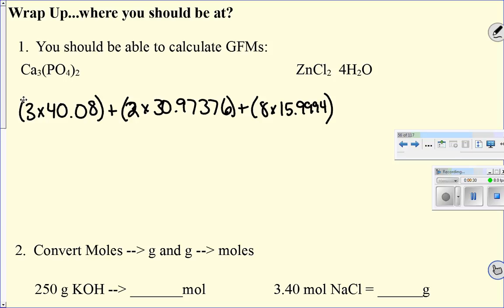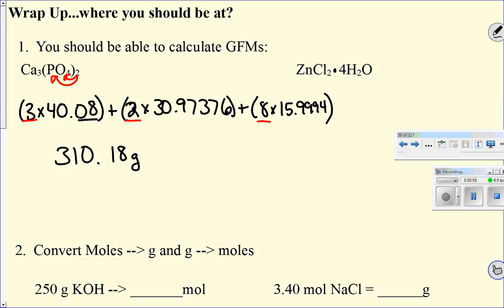So this represents our 3 calciums, 2 phosphoruses, and 8 oxygens, and the mass of each of those from the periodic table. This comes out to be 310.18272 grams. Because of the number of sig figs right there, we're going to have to take off the 272, and this will round very nicely to 310.18 grams.